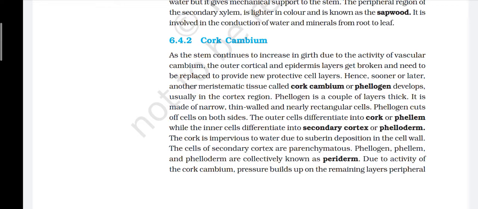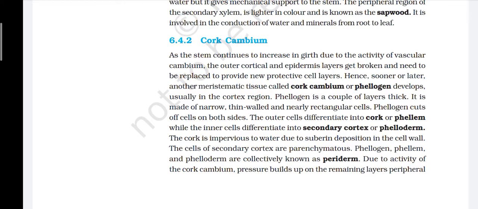Phellogen is a couple of layers thick. It is made of narrow, thin-walled and nearly rectangular cells. Phellogen cuts off cells on both sides. The outer cells differentiate into cork or phellem, while the inner cells differentiate into secondary cortex or phelloderm. The cork is impervious to water due to suberin deposition in the cell wall. The cells of secondary cortex are parenchymatous. Phellogen, phellem and phelloderm are collectively known as periderm.